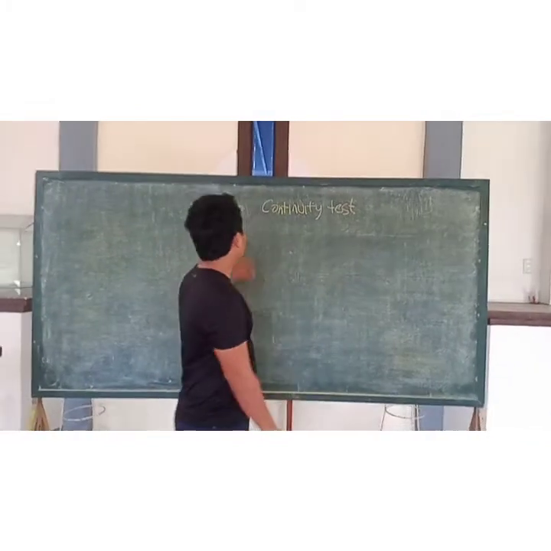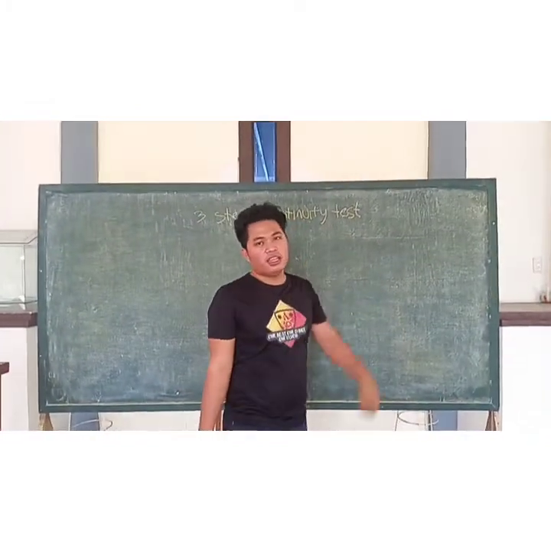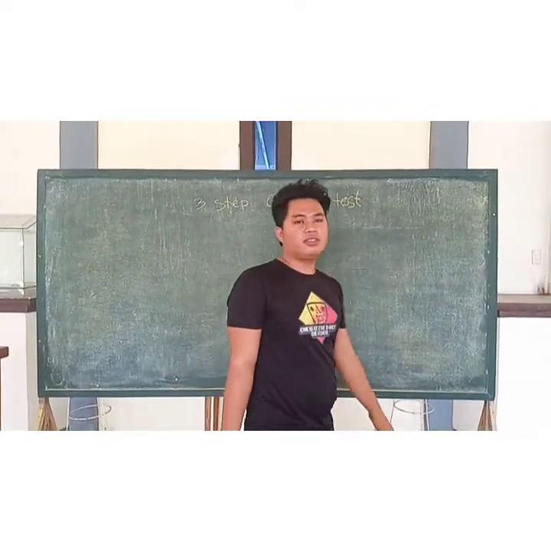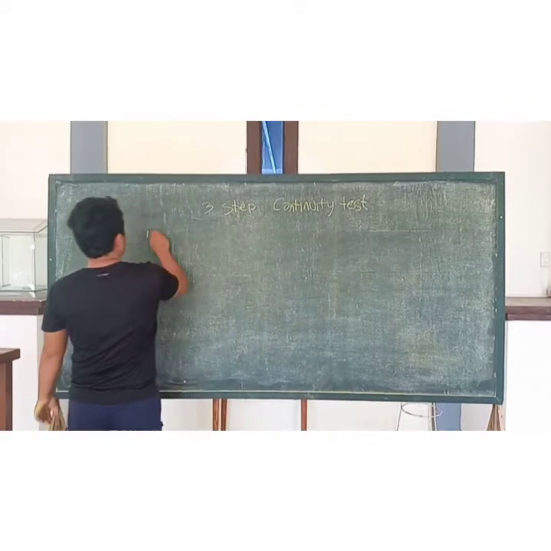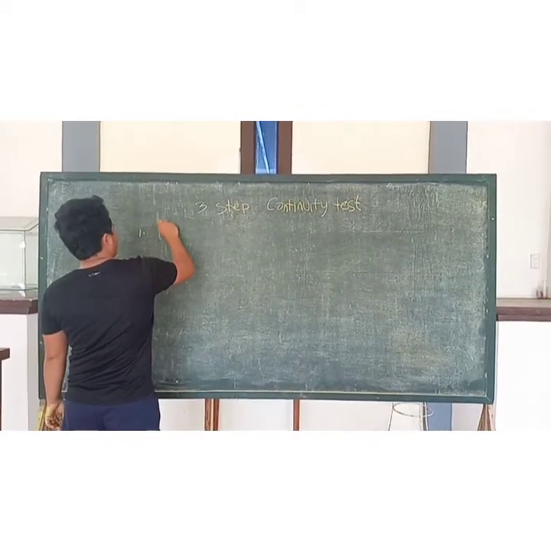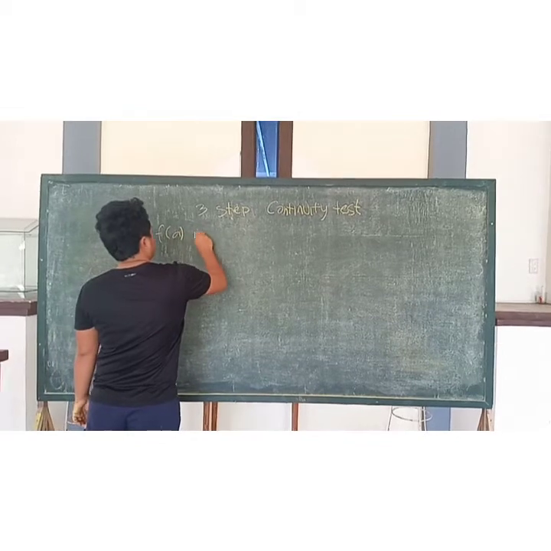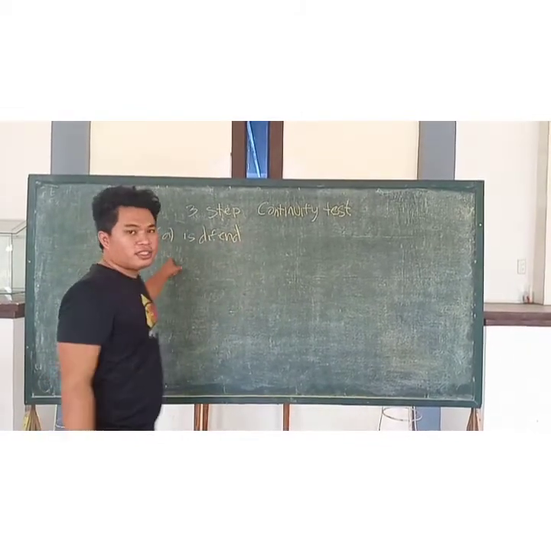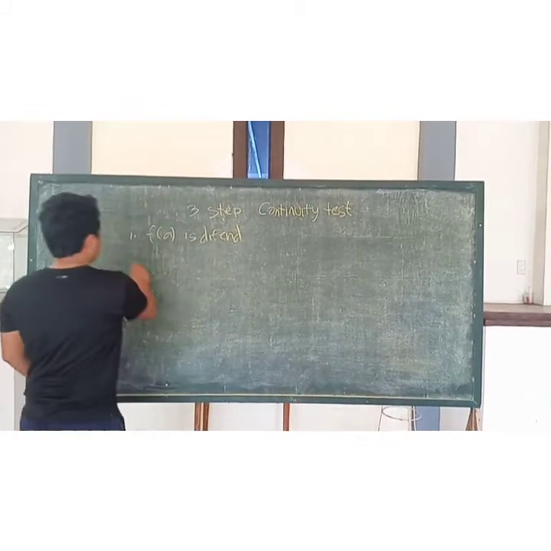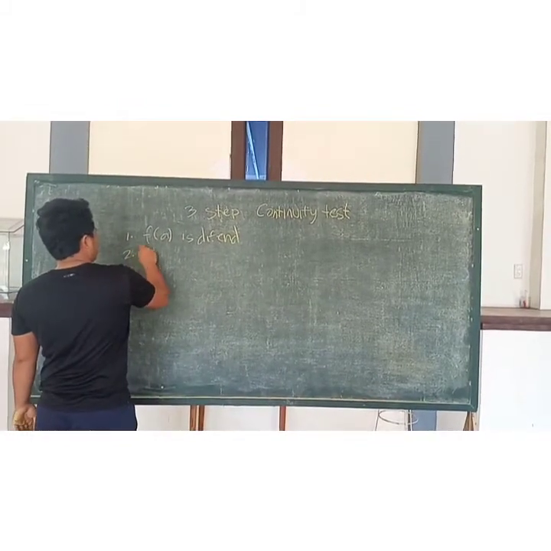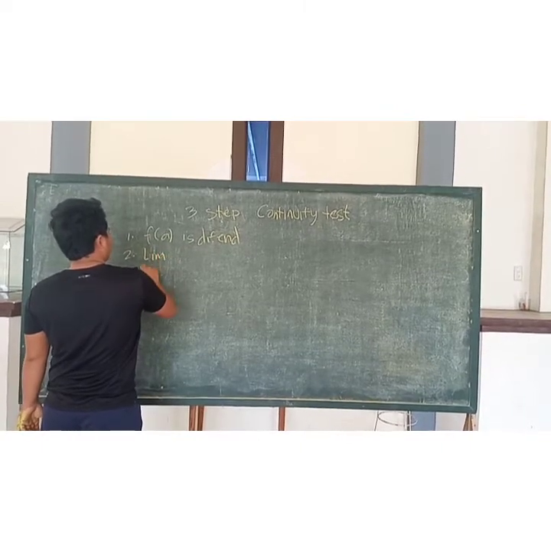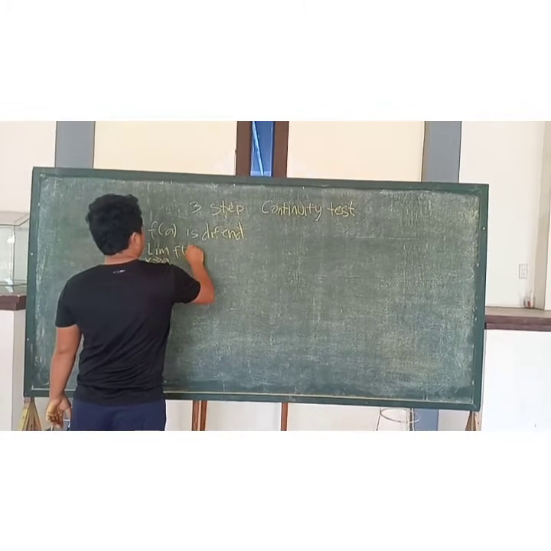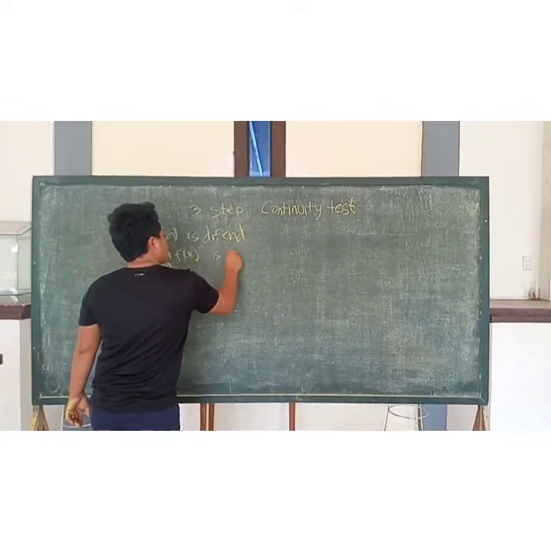I will teach you the three-step continuity test to know whether a function is continuous or discontinuous. Step number one: f of a is defined. Number two: the limit of x approaches a of f of x exists.